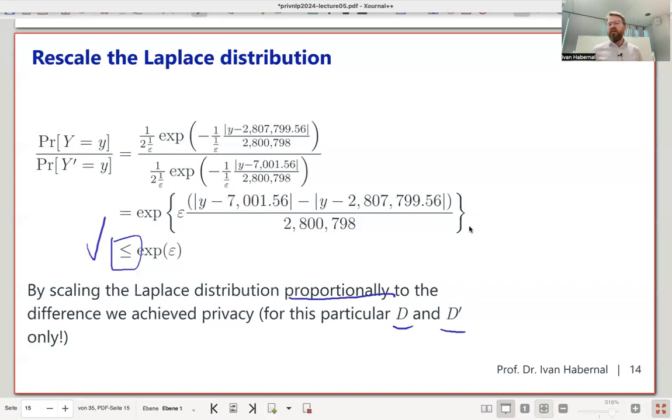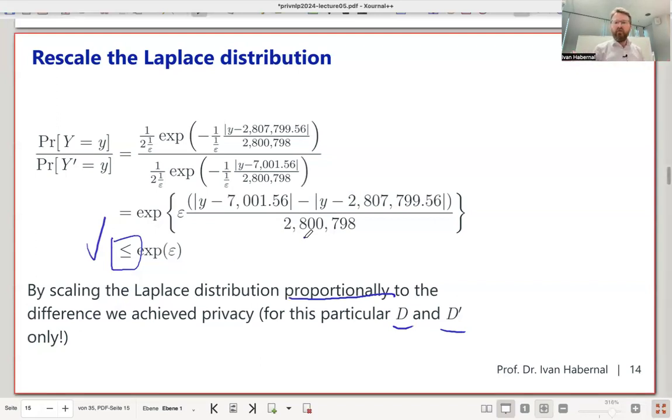But we can try to generalize. Okay, any questions so far? Is it clear what we're doing right now? We need to make this bounded by e to epsilon. And we used the wrong scale maybe for the counting query, because we don't have a counting query, we have some numeric query. So the range of the query is much larger. So we took the maximum difference and renormalized it. So this is the trick.